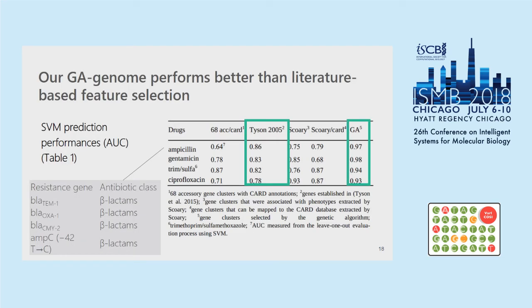And we also compare our GA selected genome to existing literature. Tyson et al. tell us, for each class of antibiotics, what exact genes are relevant to the resistance. So for example, for beta-lactam antibiotics, the genes TEM, OXA, CMY, and MCR are relevant. So the Tyson model will only incorporate these 4 genes for the prediction. As you can see, our genetic algorithm features outperform the literature-based feature selections on 4 different kinds of antibiotics.